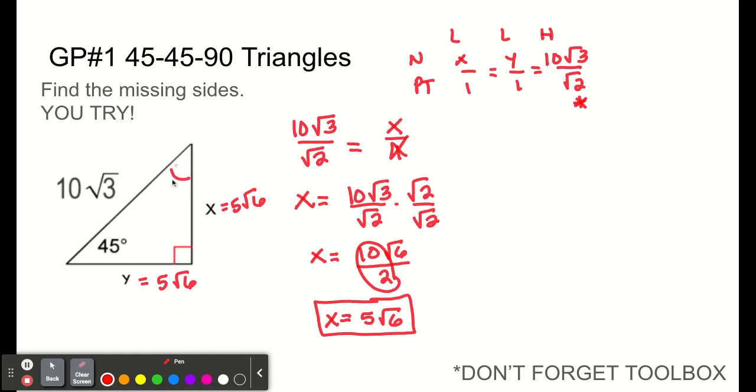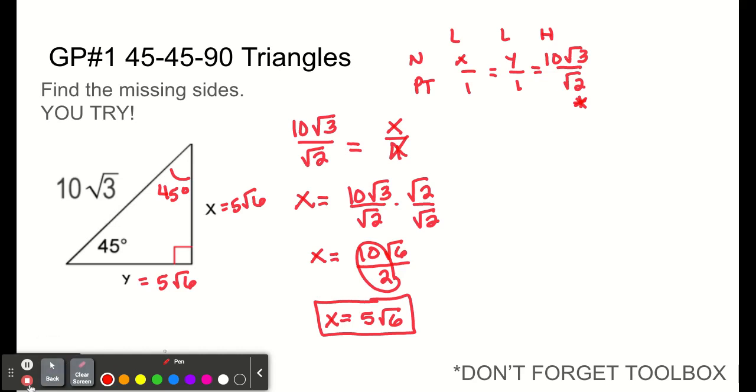Now notice that this measure was not given. However, because this angle is 45 and this angle is 90, the third angle must be 45 degrees. So even if we're not given all three angles, we know that the triangle angle sum theorem tells us that it has to add up to 180. Therefore, this will always be a 45, 45, 90 triangle.